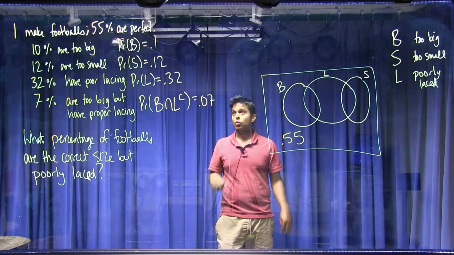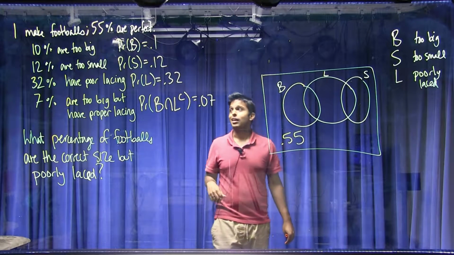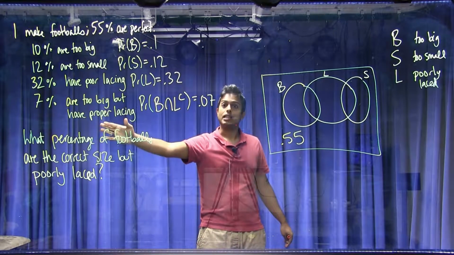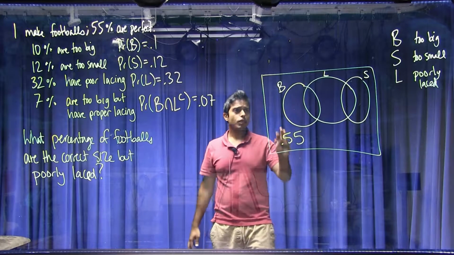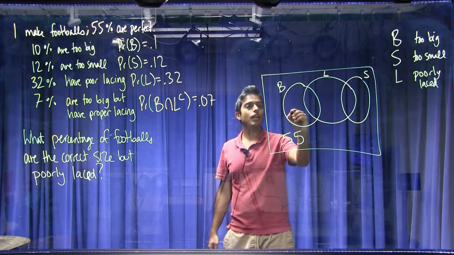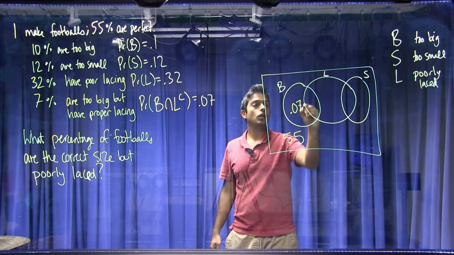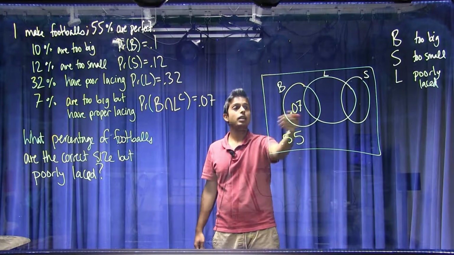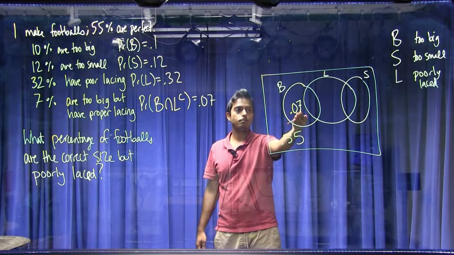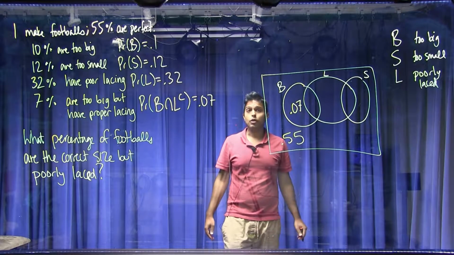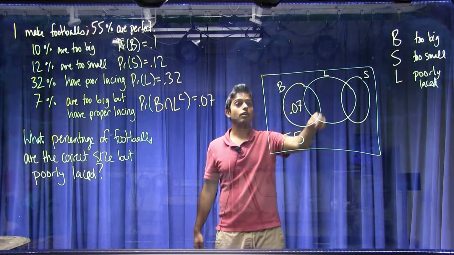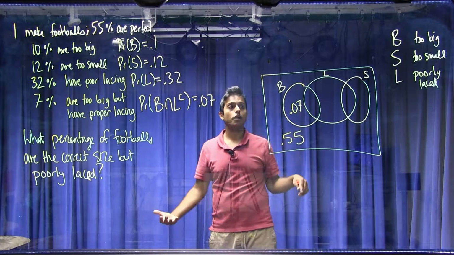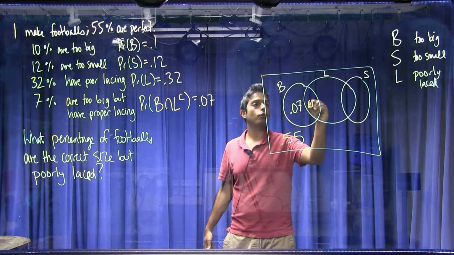So we know, for example, that 7% are too big, but have the right lacing. So too big and have the right lacing, that's over here. Because if you're in L, then your lacing is messed up. If you're outside L, then your lacing is correct. And in B means too big. We also know that total 10% are too big. So this circle representing B has to add up to 0.1. So that means this must be 0.03.